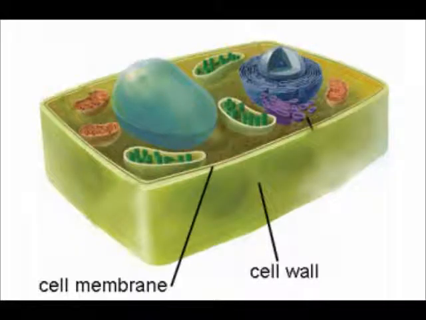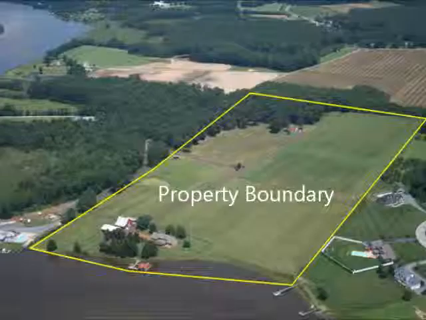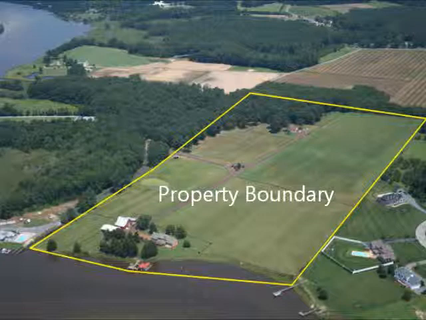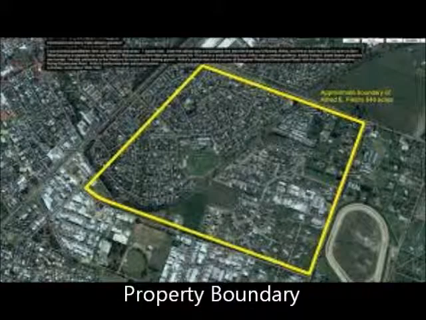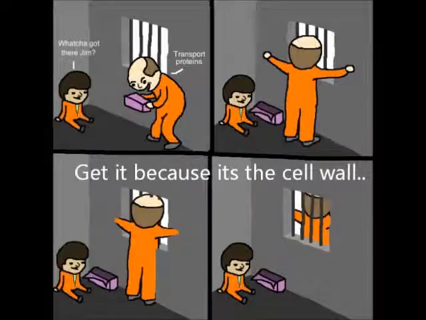The cell wall is the boundary that surrounds the plasma membrane, and the function of the cell wall is to provide protection and keep the shape of the cell. The property boundary is like a cell wall because the farm cannot expand past this boundary, even though it's not quite a physical thing.